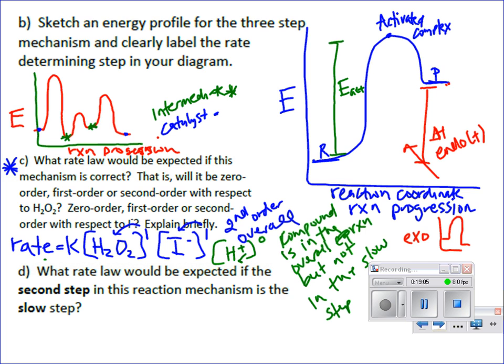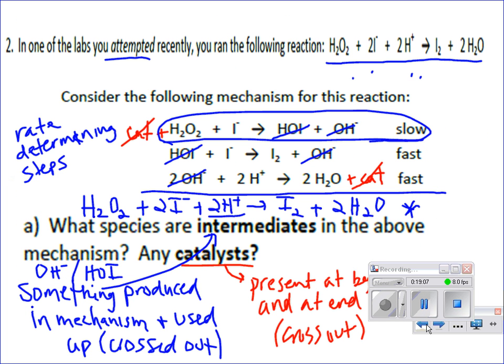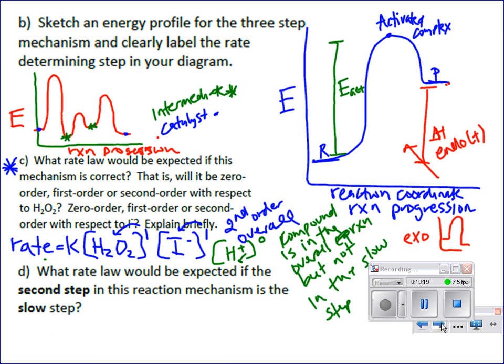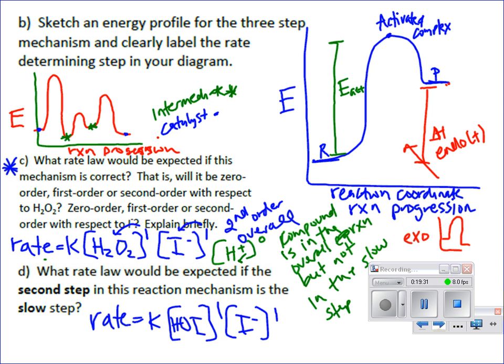Okay, and part D is just another practice. If we were to say that the second step were the slow step, we take out our cross-outs when we're doing this. Go to the slow step. If this were the slow step, what would the rate law be? Just practicing. Rate is equal to K times HOI to the first times I minus to the first, which is not the case. This is just to practice writing this. Okay, let's go on to the next one.